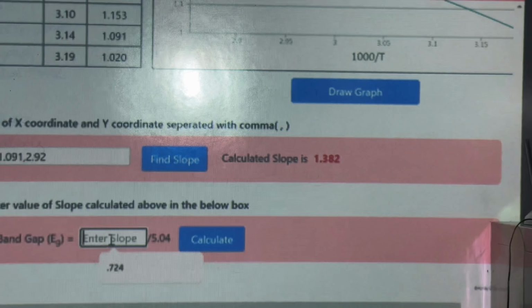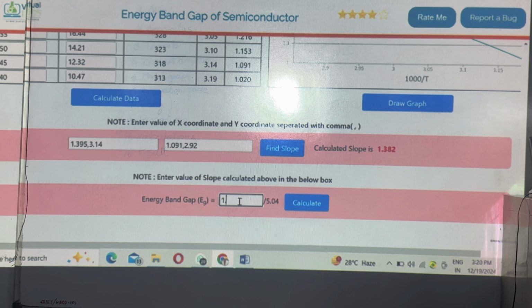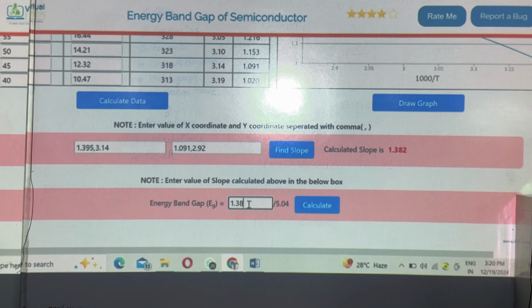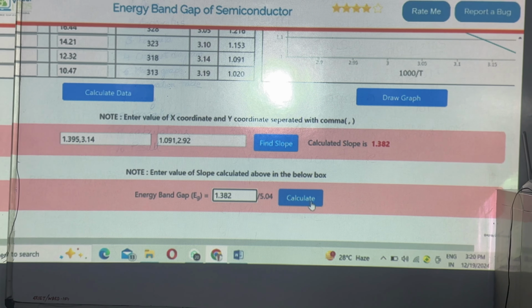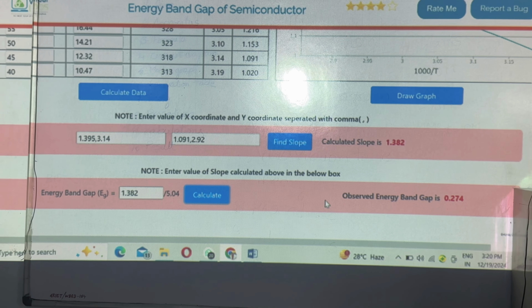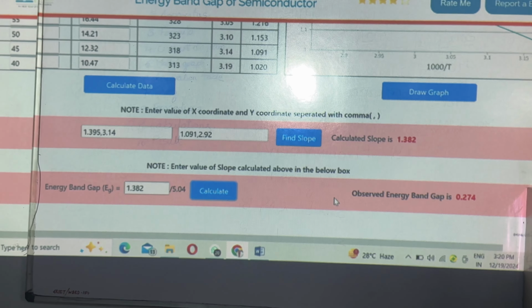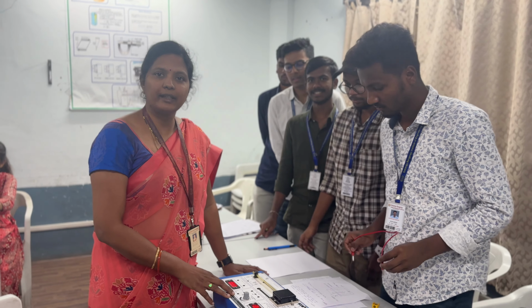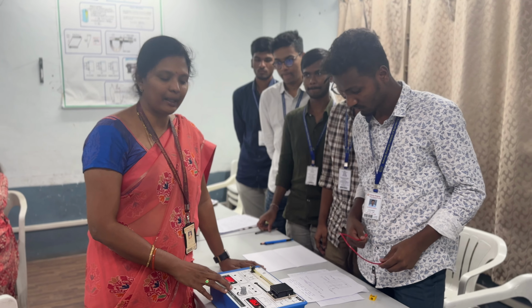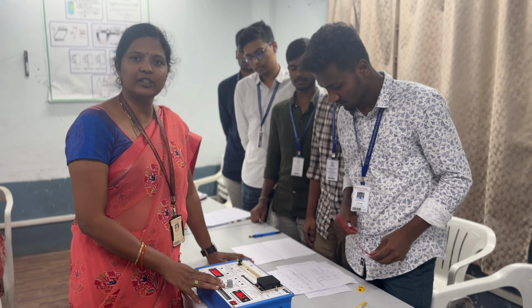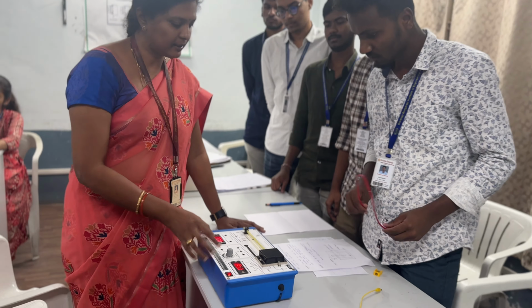Now substitute the value of the slope here. Calculate the energy gap. We have seen the experiment of energy gap with the help of the virtual lab. Now let us calculate the energy gap by using the apparatus.